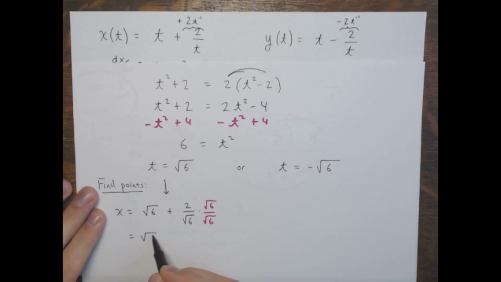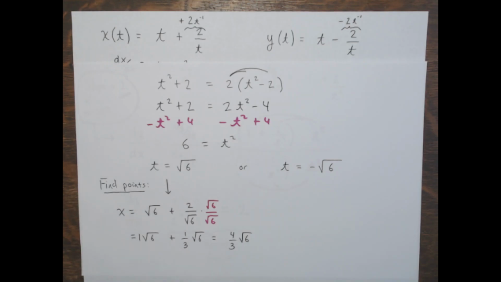And now we have square root of 6 plus 2 root 6 over 6, which is 1/3 the square root of 6. And putting these together, this is 1 and 1/3 square roots of 6. 1 plus 1/3 is 4/3, right? 1 and 1/3 times the square root of 6. There's the x coordinate of our point when the value of t is positive square root of 6.